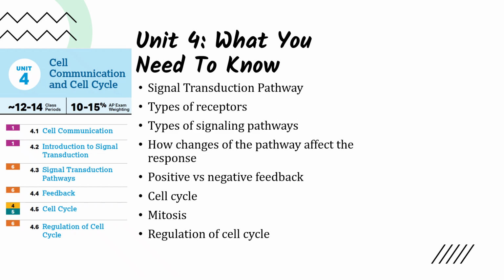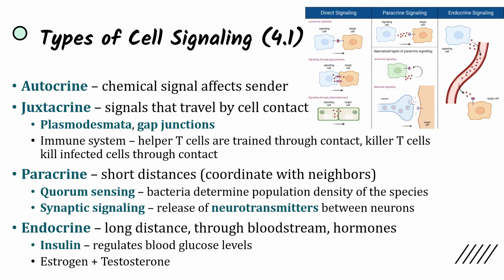Let's get into it. First up, 4.1, types of cell signaling. So there are four main types of cell signaling, and it's not necessarily needed to know all of these types, but it's good to be able to recognize different examples when given problems related to cell signaling. So first there's autocrine, which is where the chemical signal, otherwise known as the ligand, is going to affect the sender. So it's essentially self-signaling, and you can see it right here.